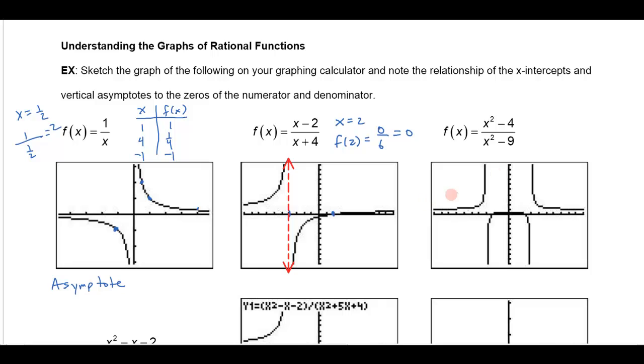All right? If I move over to this third equation, notice I can factor the numerator as the difference of squares and also the denominator as the difference of squares. And you'll notice that at x equals -3 and at x equals +3, each of those would make division by 0. And you notice that that corresponds over here on the graph to these points right here.